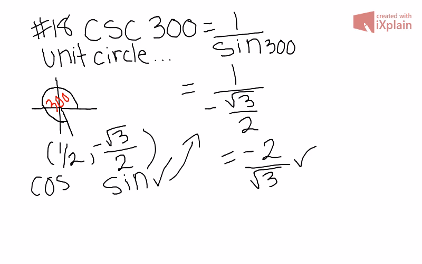So pretty straightforward. Again, just changing it into something that we know, sine or cosine, and then looking on our unit circle, and then going from there, using that terminal point. All right.